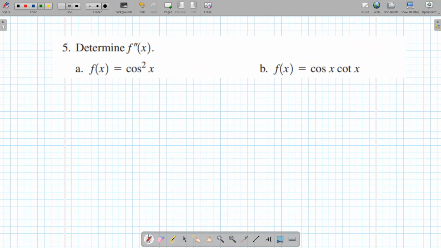What's the question asking us? What does that f double dash x mean? The second derivative of x. So let's do it. We're given cosine squared x. Let's first find the first derivative. What would that be in this case? Two negative sine x.